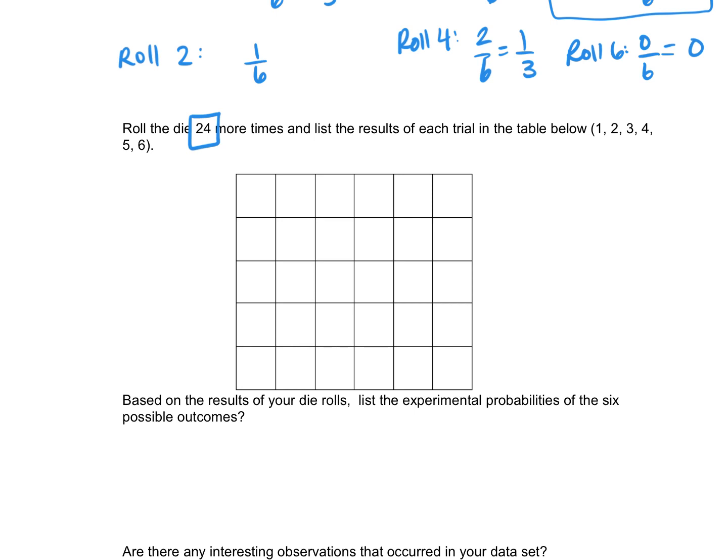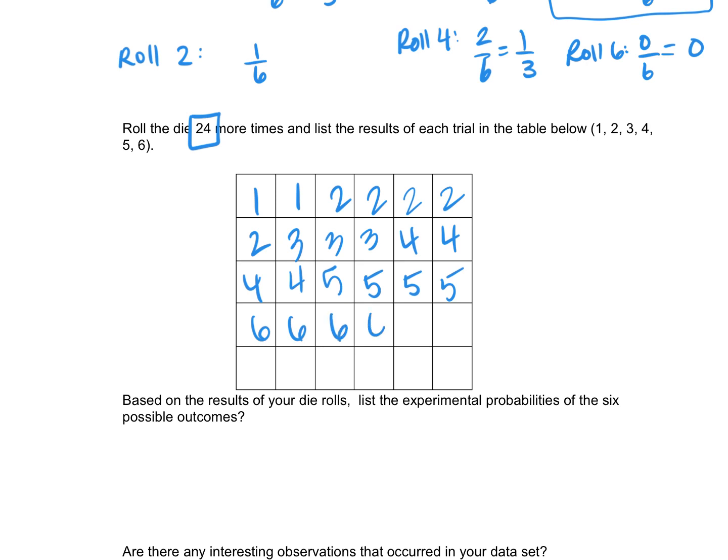let's see, I ended up that I rolled a 1 twice. I rolled a 2 5 times. I had tallied it before I wrote it in here. I rolled a 3 3 times. I rolled a 4 4 times. I rolled a 5 4 times. And I rolled a 6 6 times. So those are my 24 rolls.